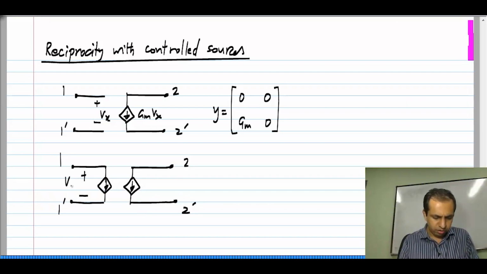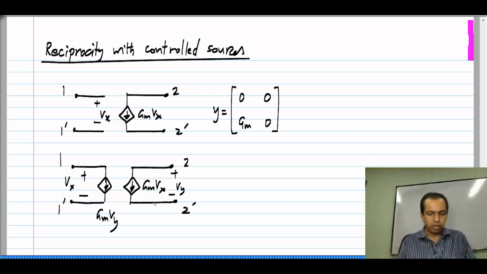and let us say this is Vx and this is GmVx, and if this is Vy, that will be GmVy. Now, you can evaluate the Y parameters of this two port. I am not going to do that, but you can do that very easily.